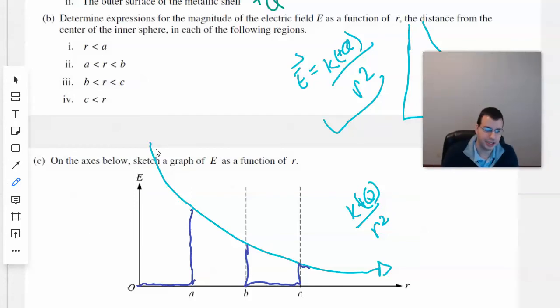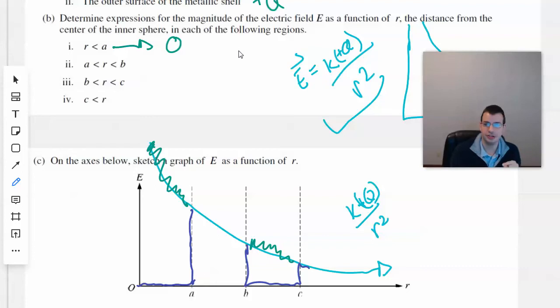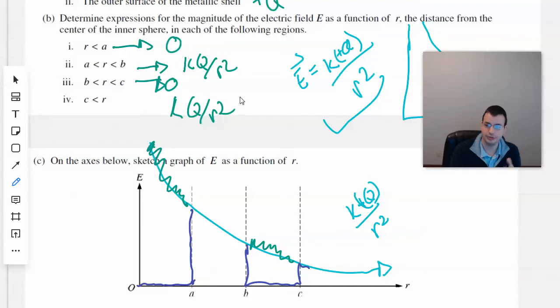So I'll just X this out. X that out. X that out. And this will be the region. So for R less than A, inside a conductor, so 0 electric field. A to B, it will be KQ over R squared. B to C, 0. And greater than C, we'll have KQ over R squared.